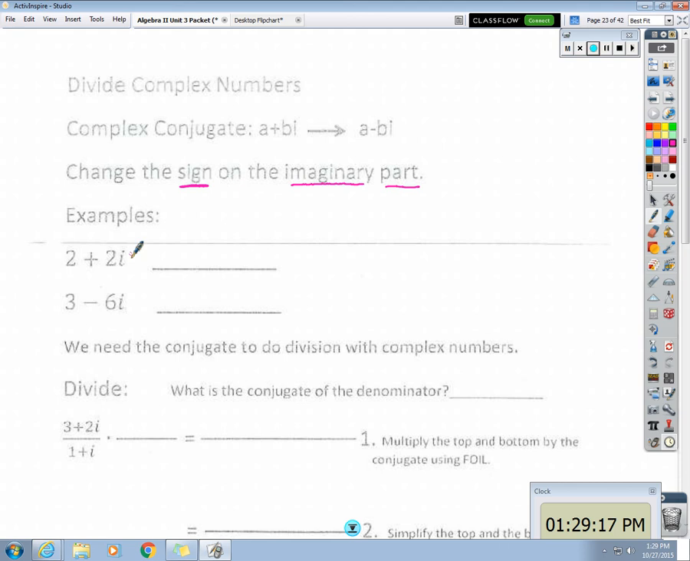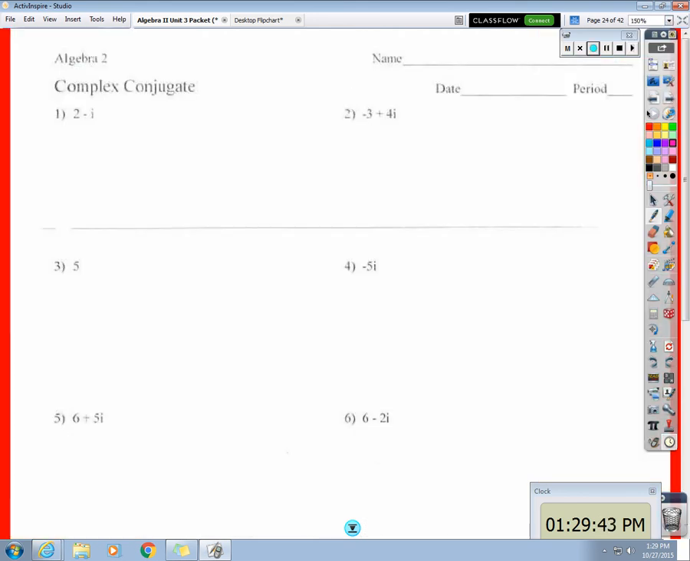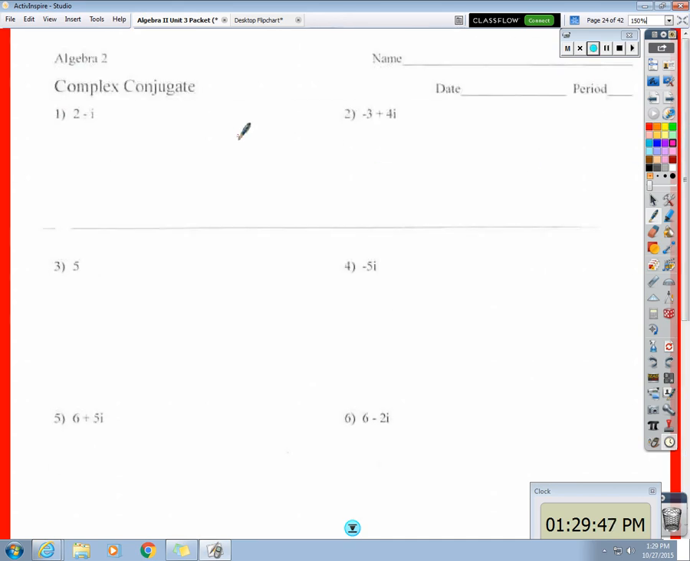So let's try some examples. 2 plus 2i. What would the complex conjugate be? Right, 2 minus 2i. What about for the next one? What would its complex conjugate be? Right. Okay, now, before we just go on, to make sure everybody completely understands that, go to the next page. I'm going to give you like 2 minutes to work that whole page. Okay, you have 2 minutes to work 1 through 10.